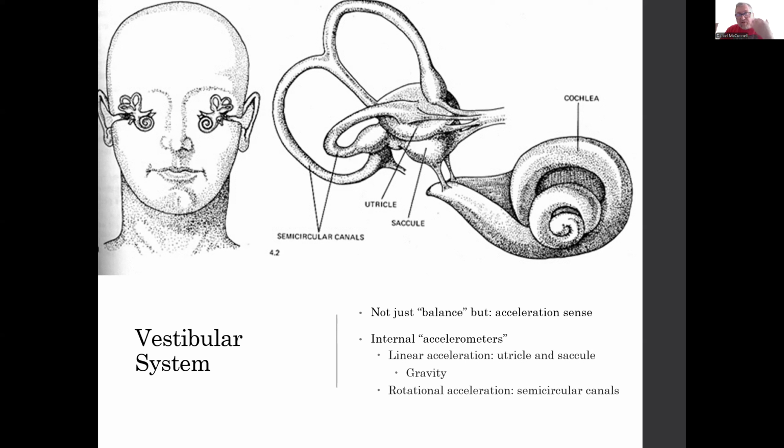And when you're standing upright relative to gravity, then all of the otoliths will sink down to the bottom of the utricle and saccule, and that tells your brain, I'm standing upright relative to gravity. If you were laying on your side or hanging upside down, then the otoliths would sink to different regions of the sides or tops of the utricle and saccule, right? So that's linear acceleration, mostly just gravitational acceleration at this point.